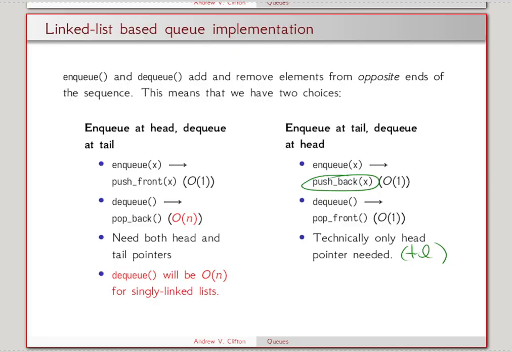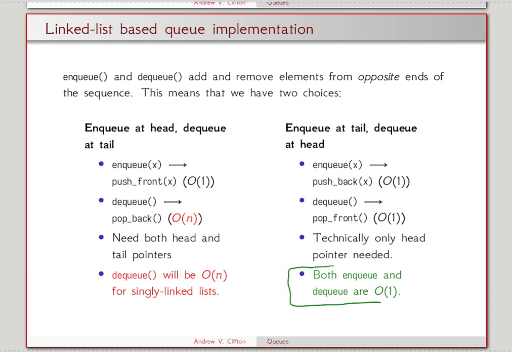You could get away with only having a head pointer, but that would make the enqueue run in O of n time, and we're trying to avoid that. So we won't take advantage of the fact that we could get away without a tail pointer. The important thing about this one is both enqueue and dequeue run in constant time. So that's what we want. This one here is the pattern that we're going to use. Add new things at the tail, remove them from the head.